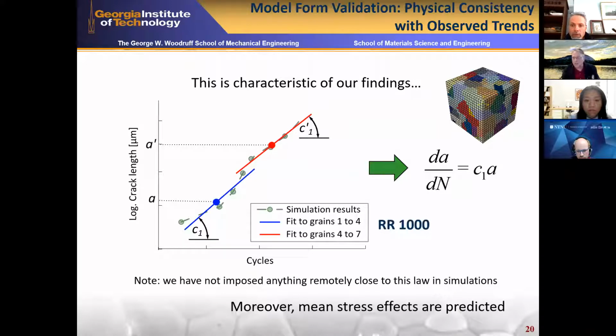Even though there's nothing in our relationship to suggest this, we're using just what I would call a physically based DADN versus cyclic crack tip displacement surrogate driving force measure, and arriving at this as an emergent result from a microstructure, right? And moreover, we're able to predict mean stress effects that depend on the microstructure. So, for example, we found some results for steel that mimic something that Keith Miller had found with Smith on steels.